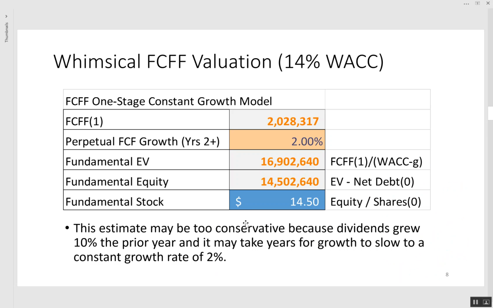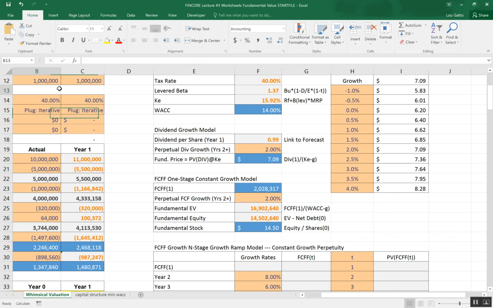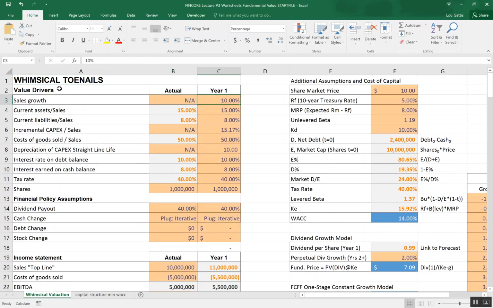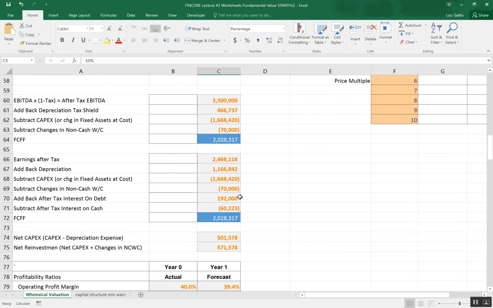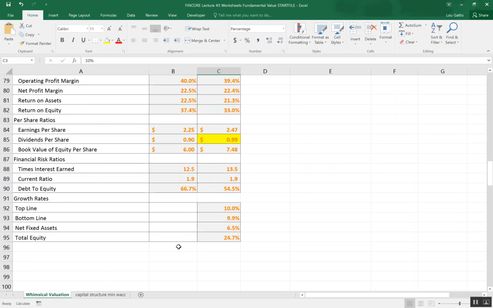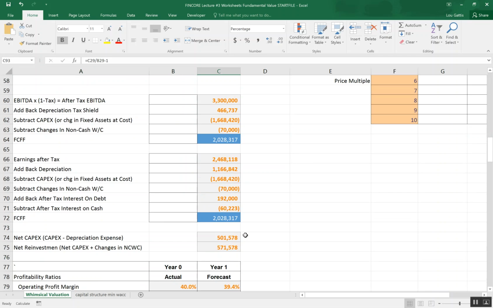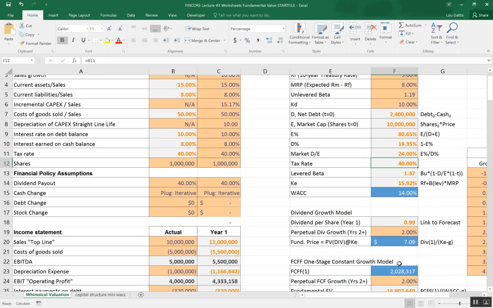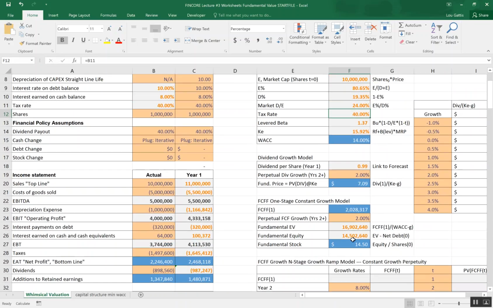Now the problem with this model is if we go back to the assumptions on whimsical, we're forecasting the firm is actually going to grow, the revenues at least, 10%. And if I look at my compound growth rate at the bottom here of free cash flows, well, I didn't calculate. Let's calculate that now. Well, I don't have the growth of free cash flows. We'll just say the top line growth was 10%, bottom line growth was 10%. So what you'll find is free cash flows are probably growing at about 10% a year. My assumption is that growth is going to slow immediately to 2% a year. So this is actually a conservative estimate to come up with 1450.